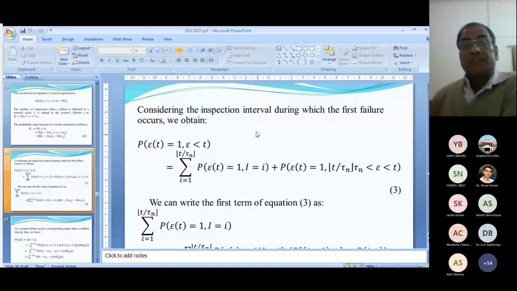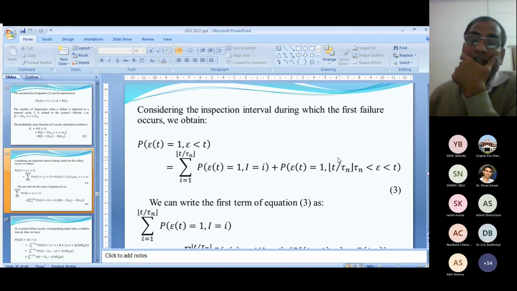Now, considering the inspection interval which we have said earlier, epsilon(t) is 1 when epsilon is less than t. This can be expressed like this: the probability of epsilon(t) equal to 1, I is equal to small i, and the probability epsilon(I) is equal to 1, such that t upon 2. This is a ceiling function because the inspection will definitely be some integral value tau n, which is less than epsilon, and epsilon is less than t.